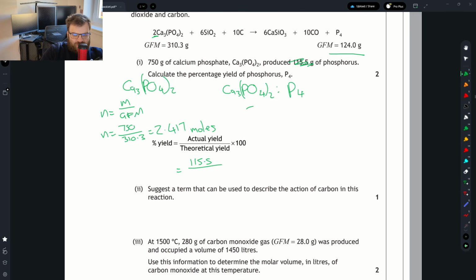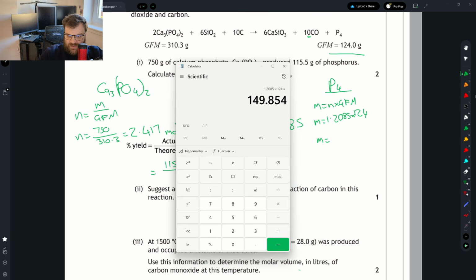We are jumping from our calcium phosphate over to phosphorus. It's a 2 to 1 ratio, looking at the balancing numbers in front. If there's no number in front, it's a 1. That means we have to halve our number of moles to get 1.2085. And then to work out how much we could make of this, we do m equals n times GFM. The number 1.2085 times 124. And I'll take that to 149.85.